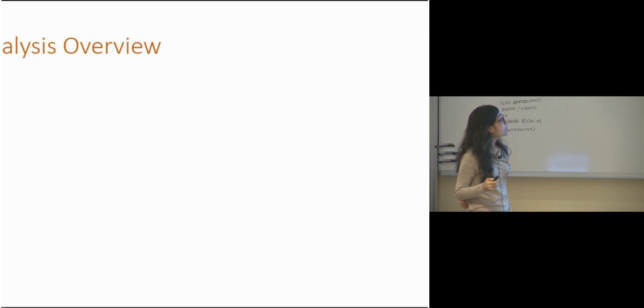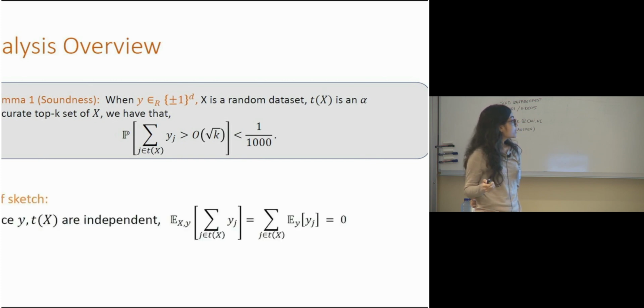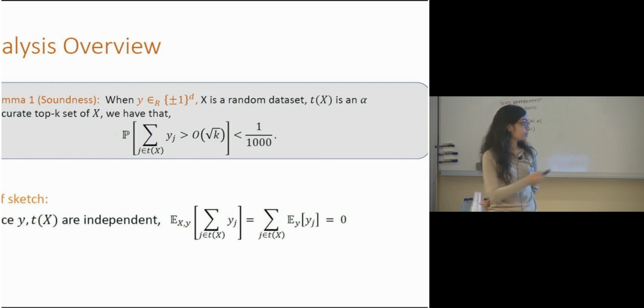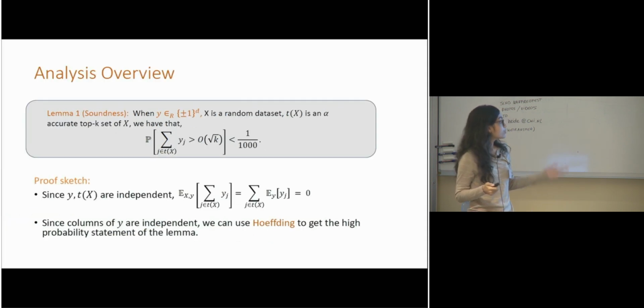So I'll give a quick analysis overview. When Y is randomly chosen from the population and T of X is an alpha-accurate top-k set, we get that with high probability the sum is below the threshold of square root of k. This is because X and Y are independent, so the expectation of the sum is the sum of the expectations, and it turns out to be 0. You can also convert it to a high-probability statement by using any concentration inequality.